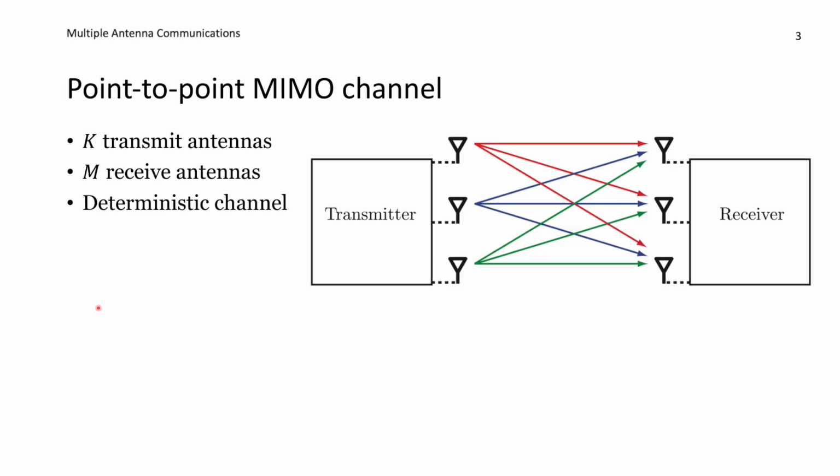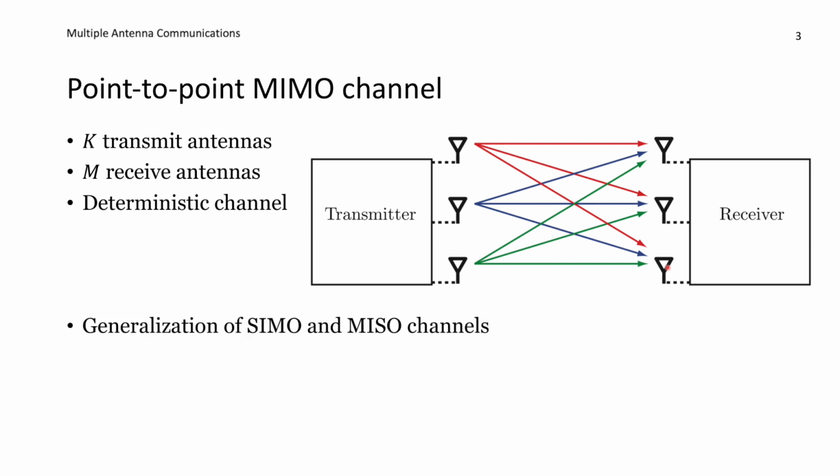So a point-to-point MIMO channel is when we have a transmitter that communicates with the receiver, and the transmitter has multiple antennas and the receiver has multiple antennas. I will let the number of antennas at the transmitter be K. So 1, 2, down to K. And the number of receive antennas, I will denote as M. So we have 1, 2, 3, so on down to M. And I will focus on the case when we have constant or deterministic channels, not the type of fading channels that I talked about in the previous video.